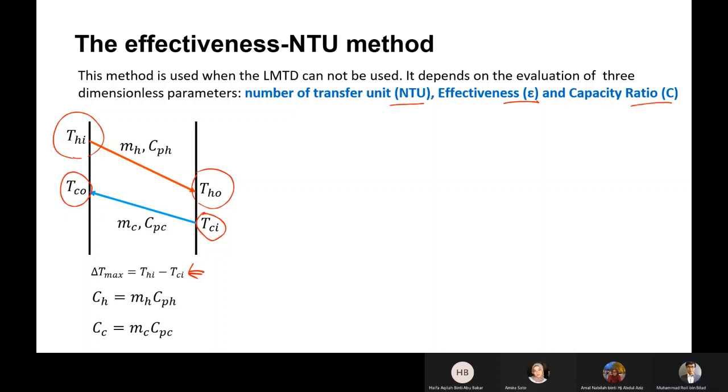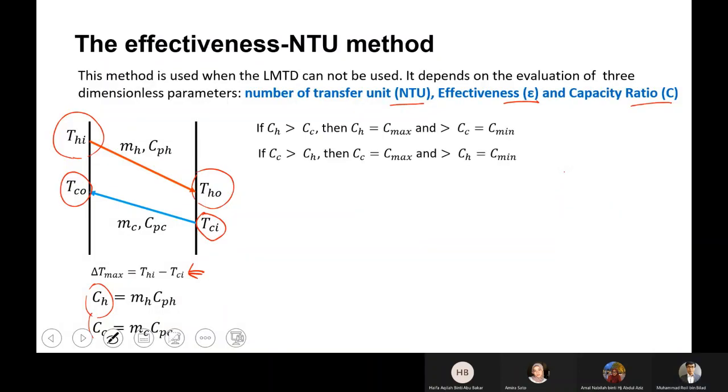Then we have the mass flow rate term. C_H is defined as m_H times Cp_H. What is the term? I don't remember. It's basically the capacity of the stream, the heat capacity of the stream. We have it for the hot, and we have it for the cold one. That's the second definition.